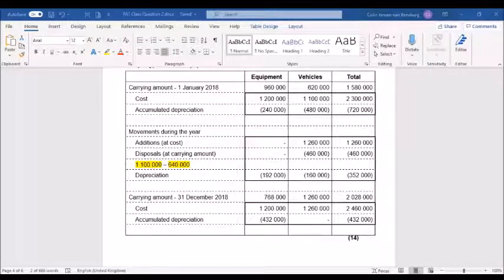Was it Nkusana? Thank you so much, Sia. There we've got it. So Sia started off there with the opening balance of 640, and then deducted the accumulated depreciation on the item that we are disposing of, because remember we are getting rid of that balance, and then he added the 160,000 depreciation, which will then give us a closing balance of zero. Thank you, Nkusana. Thank you, Sia.